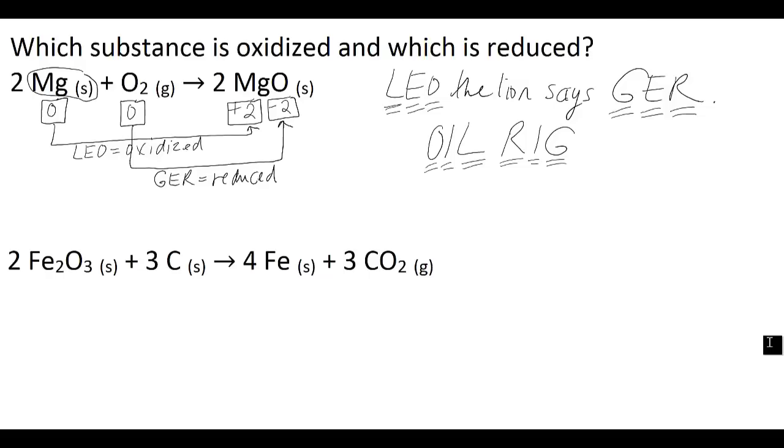This second example is a little bit more complicated. What you want to do here, just as in the previous example, is to figure out the oxidation number for all of the elements in all of the reactants and products. Carbon as the reactant and iron in the products are both in their free elemental form. And as mentioned before, the oxidation number in that case is always going to be 0. So those are the easy ones.